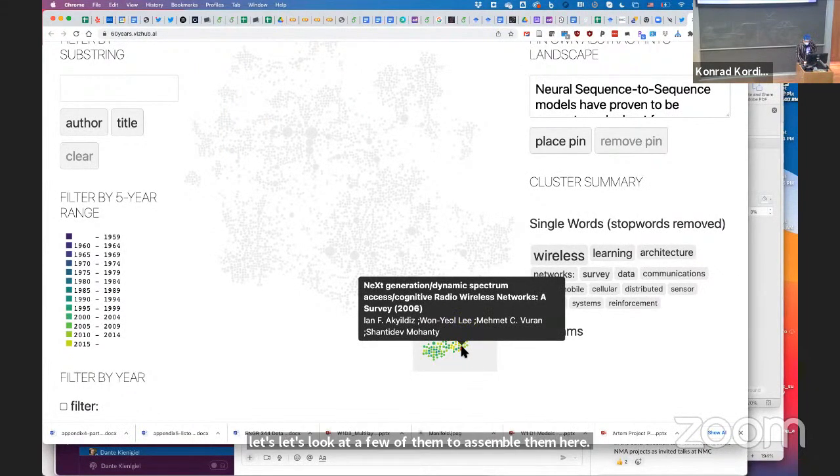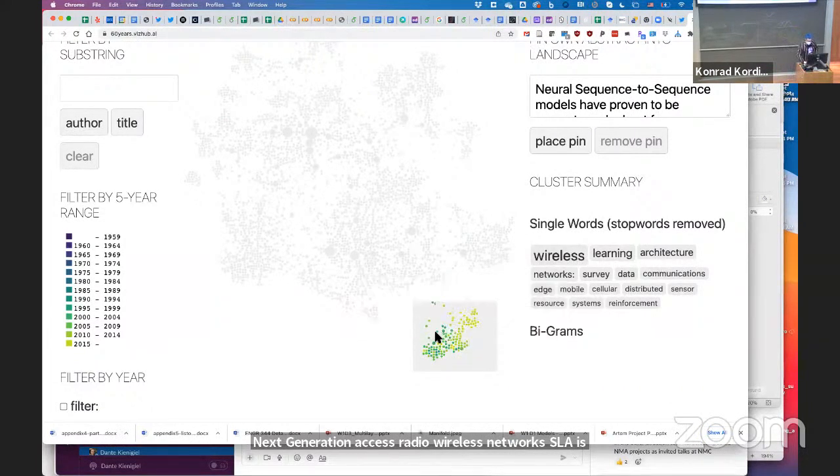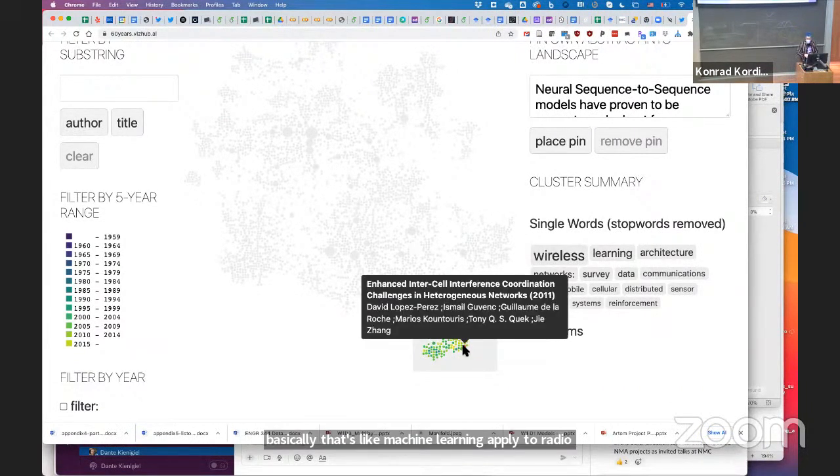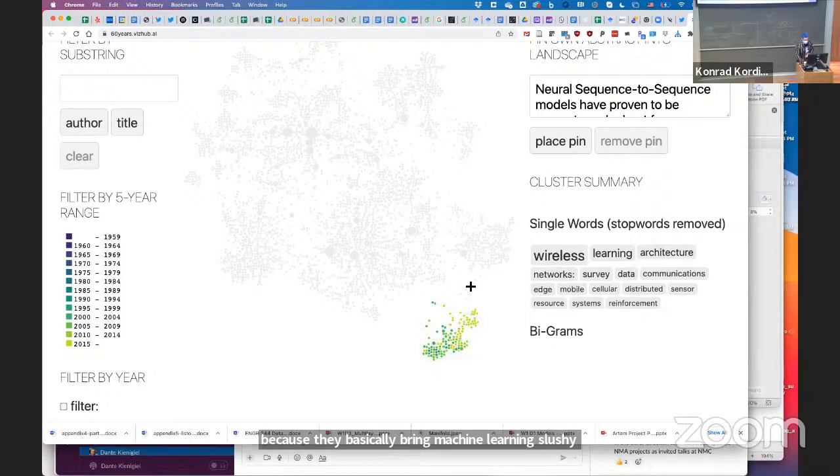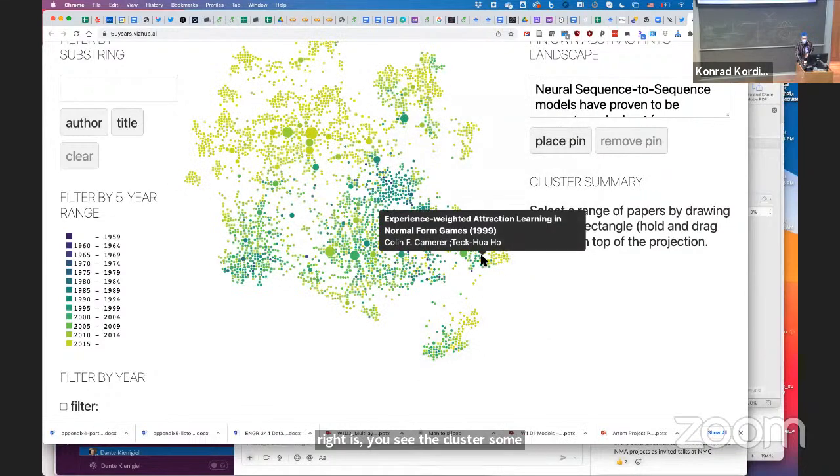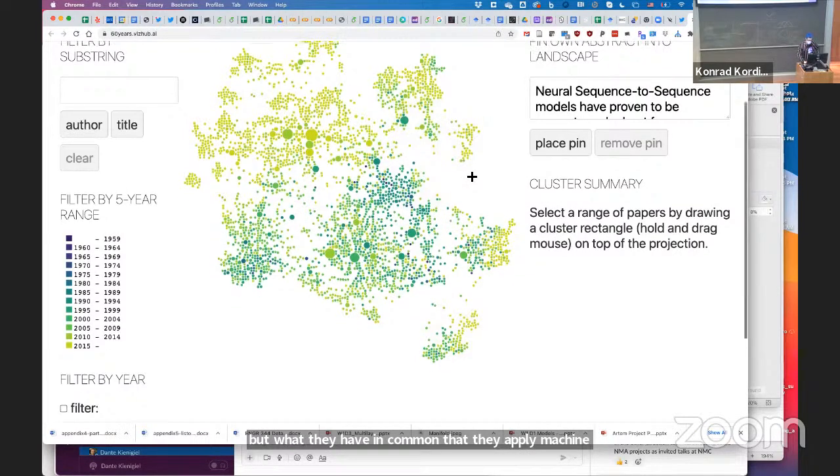Next generation access radio wireless networks. So these basically are machine learning applied to radio networks. And these are all similar to one another because they bring machine learning and reinforcement learning outside of the domain where it is. You see, the cluster is somewhat close to reinforcement learning. They often use similar techniques. But what they have in common is that they apply machine learning more to real world systems.